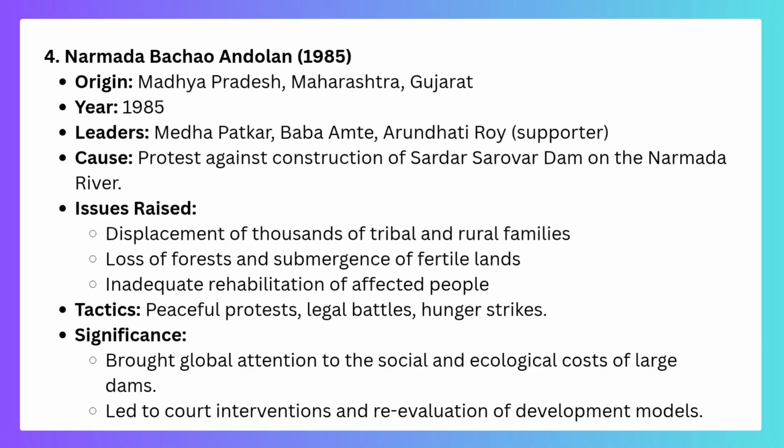4. Narmada Bachao Andolan, 1985. Origin, Madhya Pradesh, Maharashtra, Gujarat. Year, 1985. Leaders, Medha Patkar, Baba Amte, Arundhati Roy, supporter. Cause, protest against construction of Sardar Sarovar Dam on the Narmada River. Issues raised. Displacement of thousands of tribal and rural families. Loss of forests and submergence of fertile lands. Inadequate rehabilitation of affected people. Tactics, peaceful protests, legal battles, hunger strikes. Significance. Brought global attention to the social and ecological costs of large dams. Led to court interventions and re-evaluation of development models.